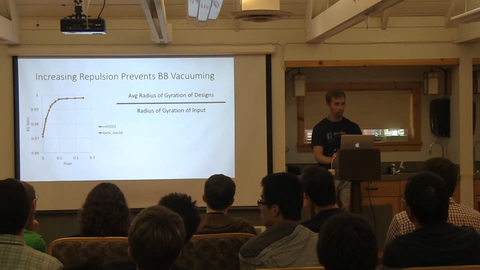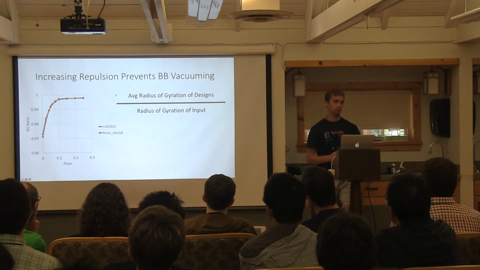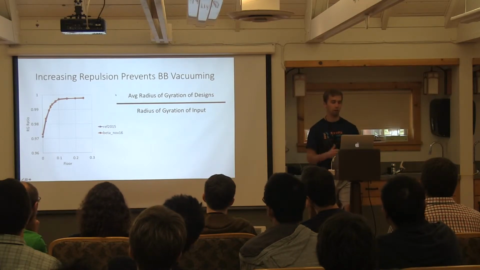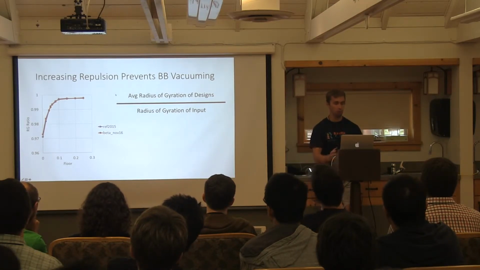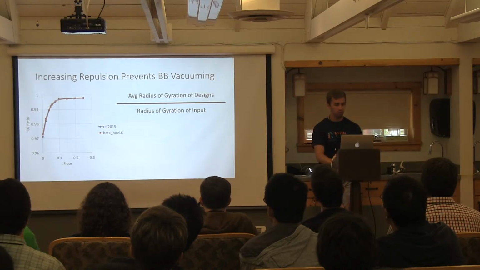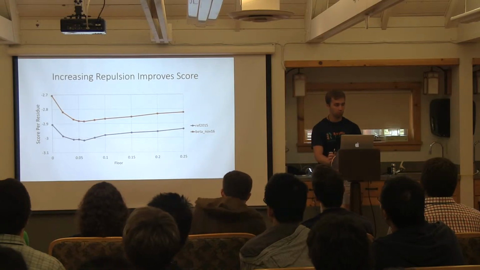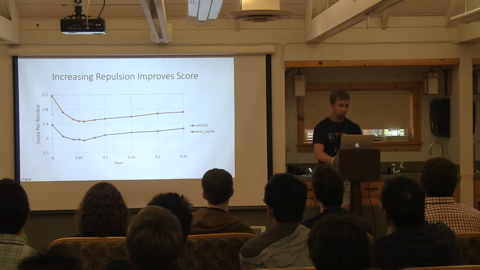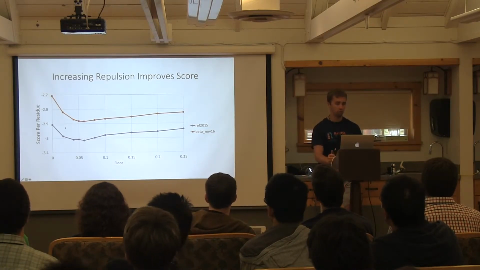I also checked the radius of gyration, dividing the radius of gyration of the designs by the input. And again, we don't get as much backbone collapse. What might be the most interesting is the scoring. It's somewhat mild, but a tenth of an REU per position, almost double that for beta.